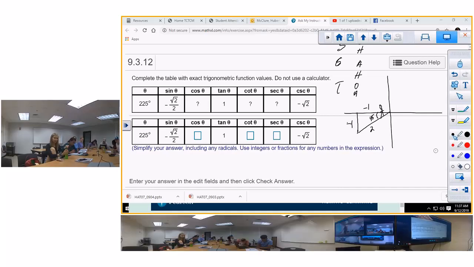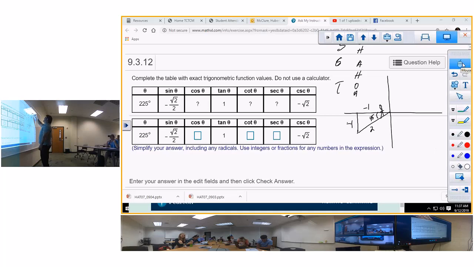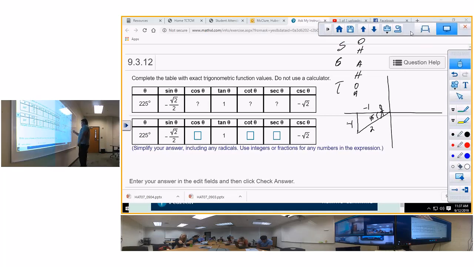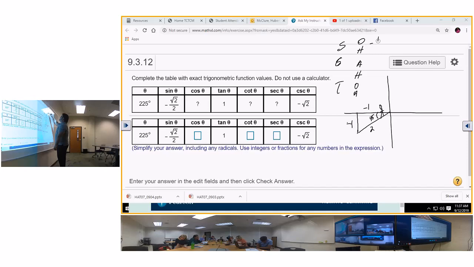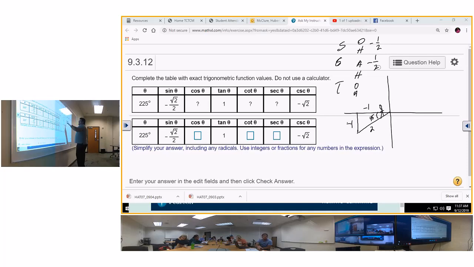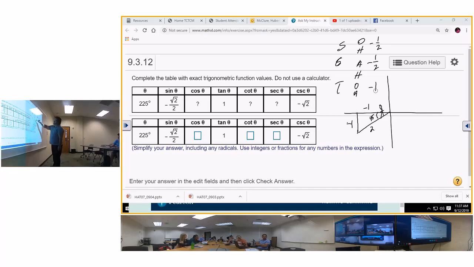I'm not going to say a word. I do not understand what you're saying, Mr. McClure. Okay. What is my opposite? Negative 1 over what? 2. Negative 1 over 2. Adjacent, negative 1 over 2. Oscar, well, opposite, negative 1 over what? Negative 1. Negative 1 over negative 1 is positive 1.